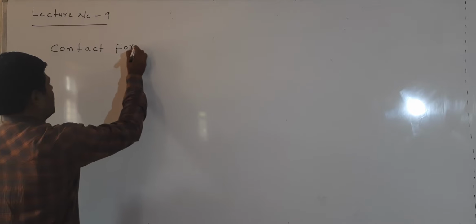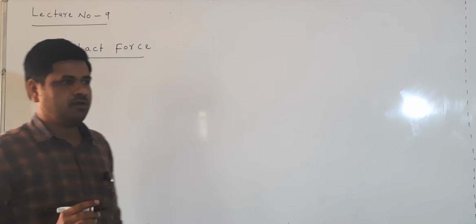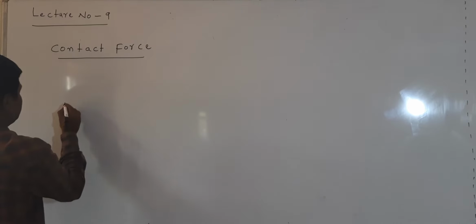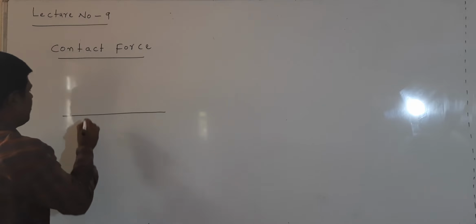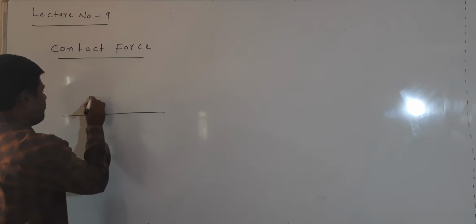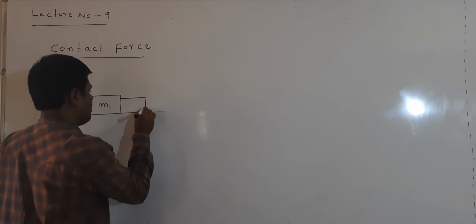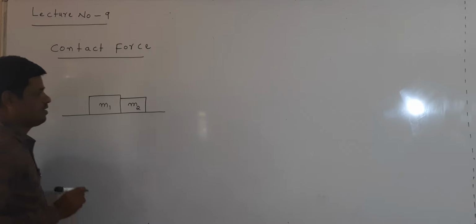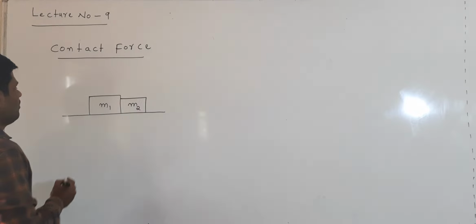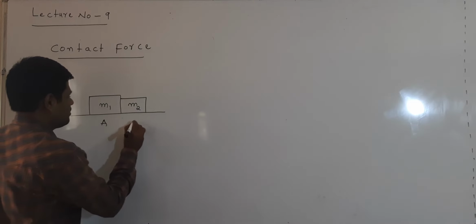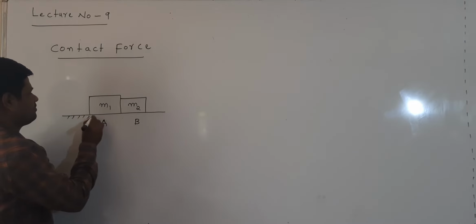What is the contact force? We will discuss it now. We consider one body of mass m1 and another body of mass m2, placed on a common surface. This is body A and this is body B. They are placed on the common surface.